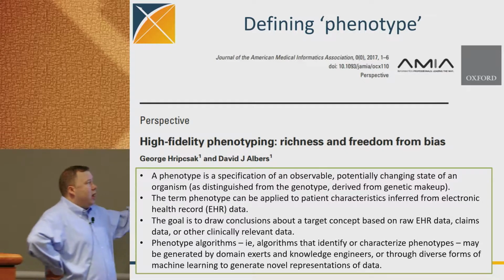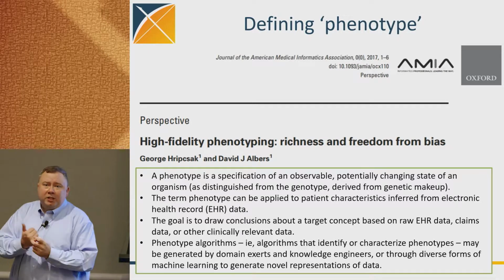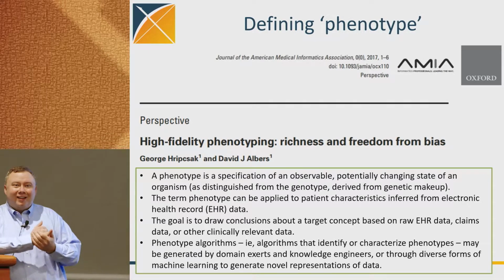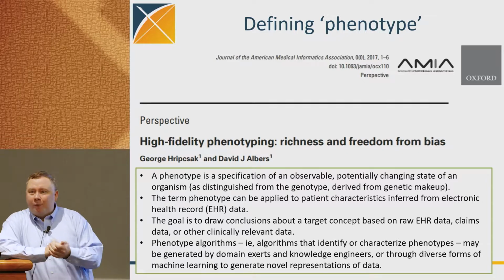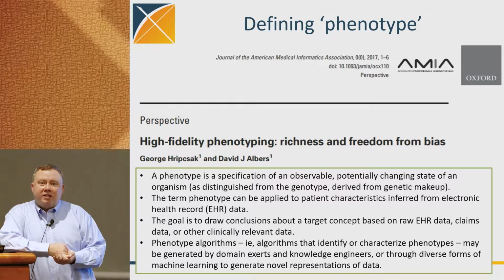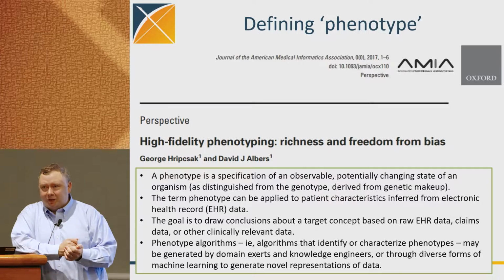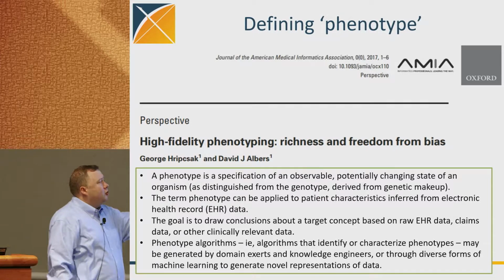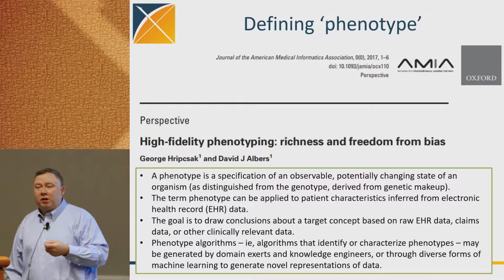Now, things that I want to highlight about this as it relates to this definition. So one is we're going to be talking about things that are observable. And where are we going to observe things? We're going to observe data about patients based on whatever data is available in the OMOP Common Data Model. So if we have observations about patients, we are going to use those observations to find patients. The other thing that's also very important here is this idea of the potentially changing state of an organism.